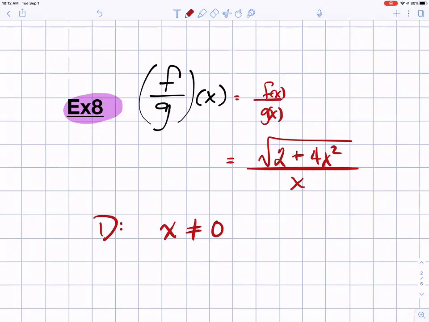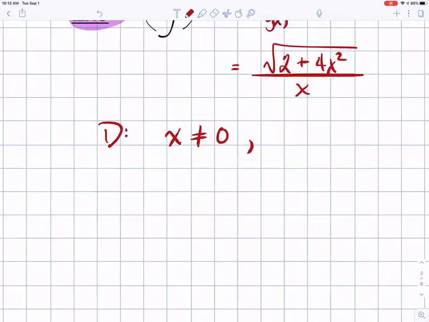Okay. What's the second question for domain? Do I have an even root in there somewhere? I do. Now, we've already done this once, so I'm not going to go through the process all over again because we've already done this one. But for that second piece, I'm just going to put a semicolon in here. That second piece, you already told me that when I have 2 plus 4x squared greater than or equal to 0, that happens no matter what. Okay, now we have to put these together.